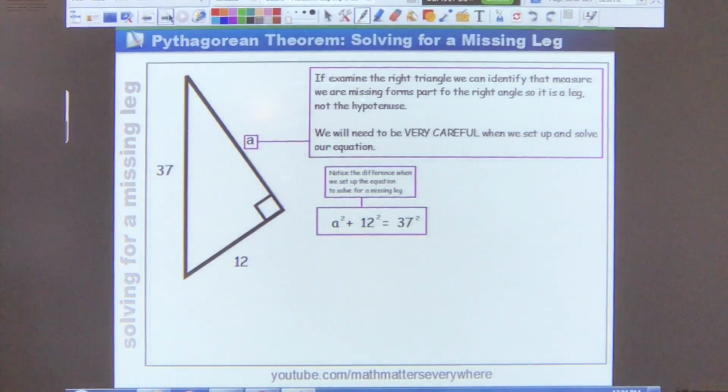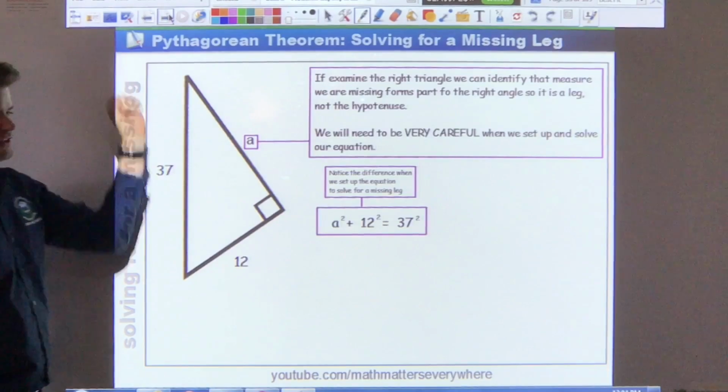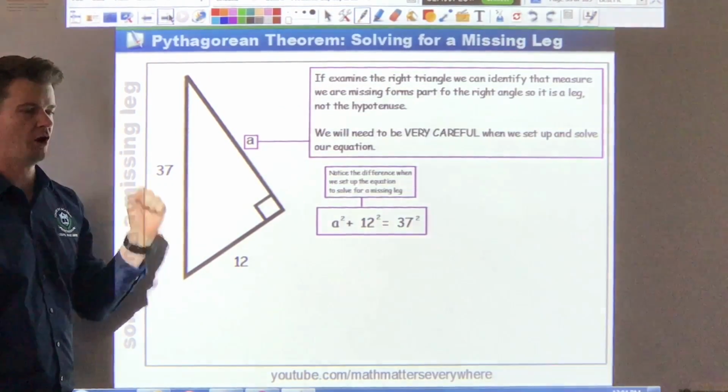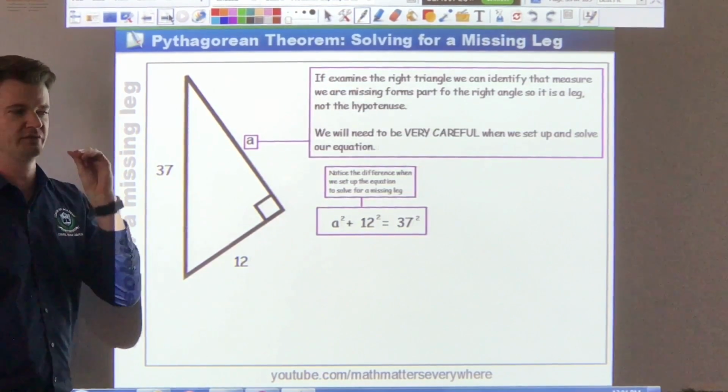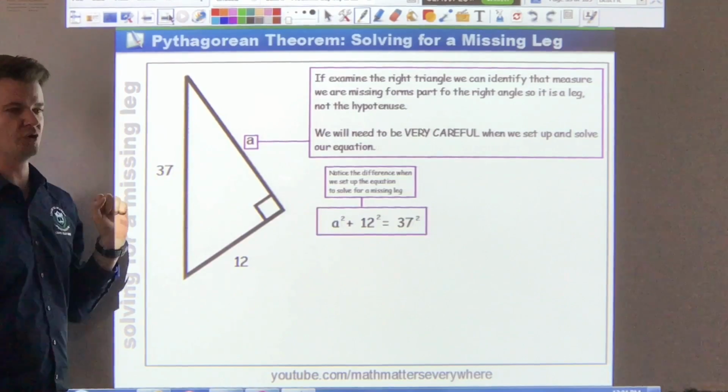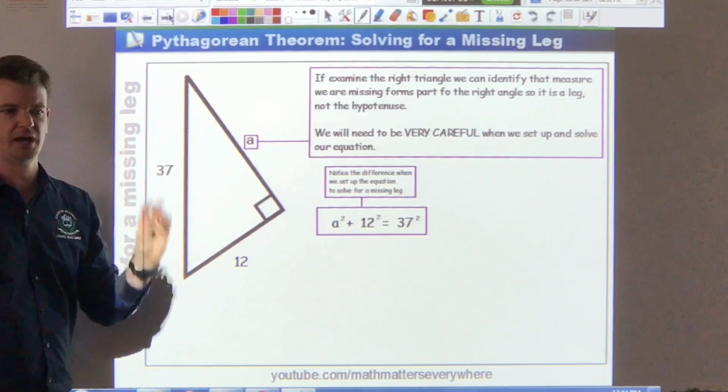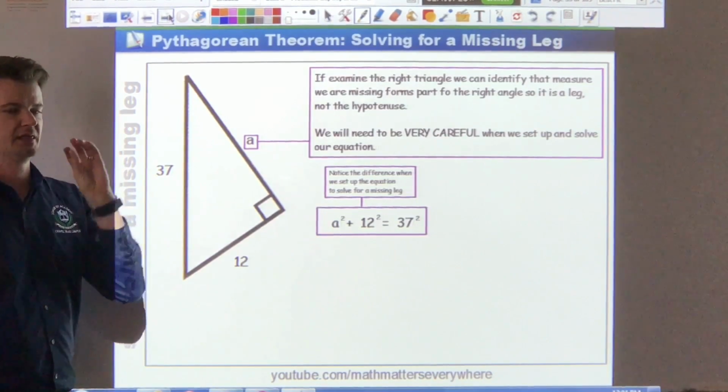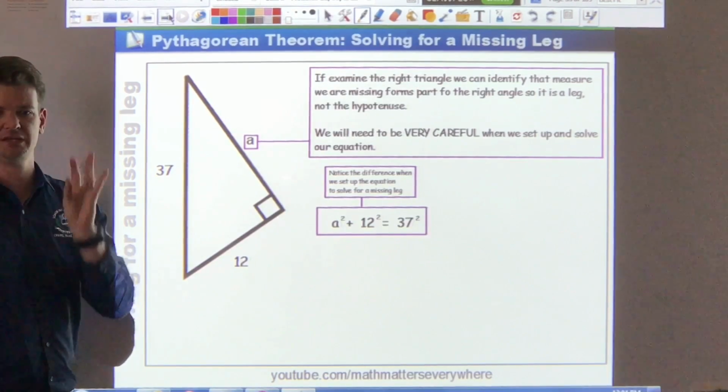hypotenuse. Obviously, that's not always going to be the case. If we look at this triangle here, we always ask ourselves this question first. In this problem, what am I trying to find? The length of a leg or the length of the hypotenuse? A leg. And this is where you have to be careful.